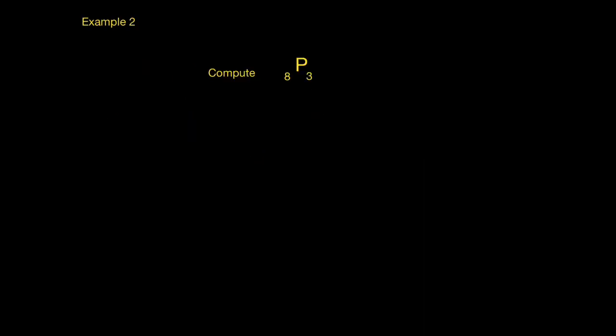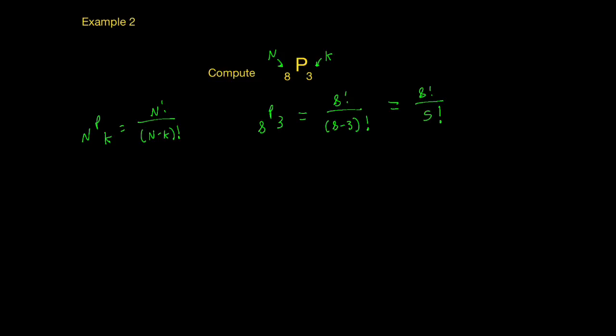Let's do one more. So here we got to compute 8P3. So again, let's write the generic formula. Here I have nPk, and that's equal to n factorial all over n minus k factorial. So n, that's my 8, k, that's my 3. So for 8P3, we're going to get 8 factorial over 8 minus 3 factorial. And we do the parentheses first, so 8 minus 3, that's going to give us a 5, and then we have a factorial on the bottom.